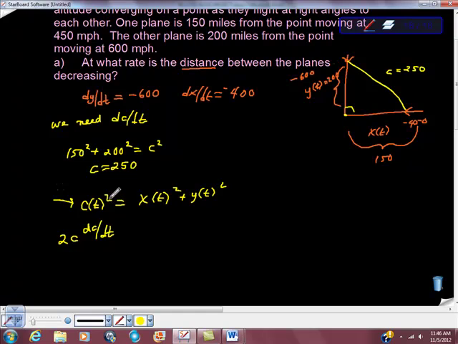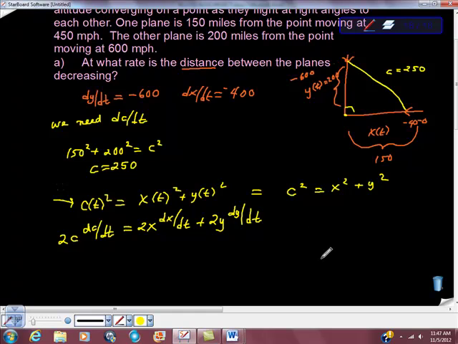Here I'm using the chain rule, right? I'm taking the derivative of the outside, which is 2c. The derivative of the inside is dc/dt, isn't it? If this is throwing you off, you can leave out that t if that's throwing you off. I'm just using this because it's in regard to time. So I'm going to differentiate this, which is 2x dx/dt plus 2y dy/dt.